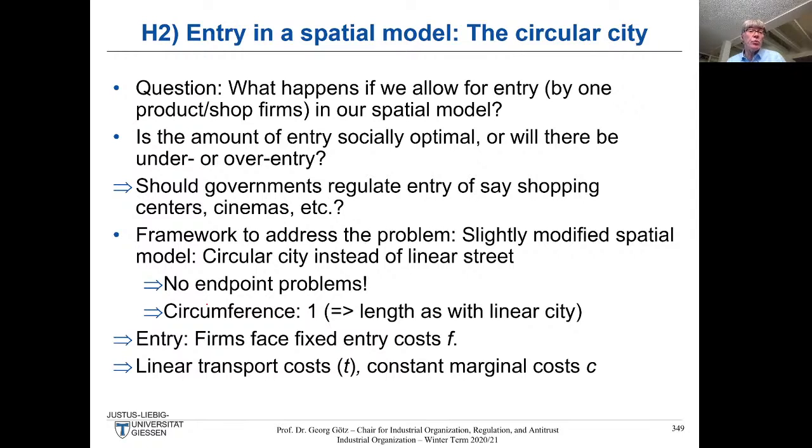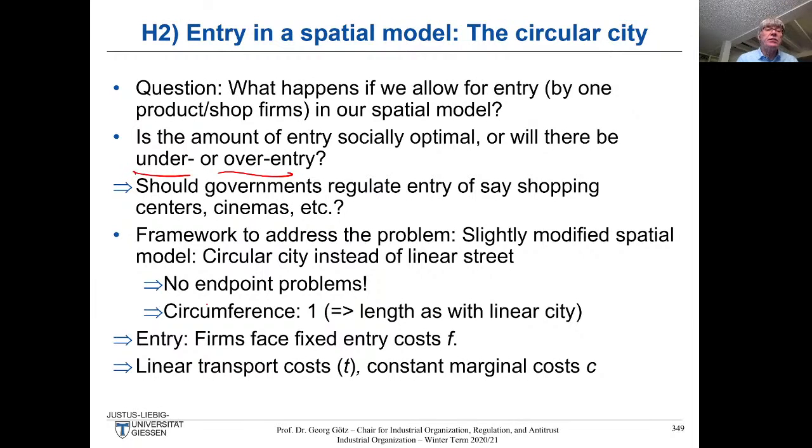The question we want to address is: what happens if we allow for entry in our spatial model? Will we have over entry, as we had in our case with our monopolist? You remember, in terms of our varieties of the Head and Shoulders shampoo, we found in our Hotelling model that the monopolist will over-provide variety. And the question is here, will we have too many entrants? Will we have over entry or under entry?